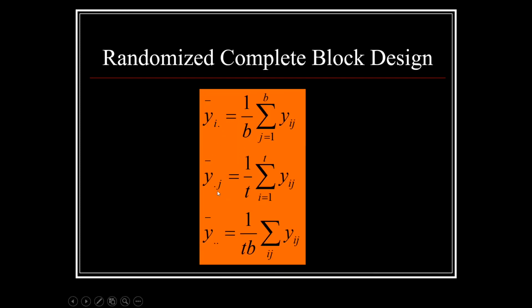Okay, so what does this mean? Well, y bar i dot is simply 1 over the number of blocks times we'll sum across the blocks in this particular treatment. So, in other words, y bar 1 dot is 1 over the number of blocks times the sum of the Yij's in that particular treatment. Y bar dot j is 1 over the number of treatments times the sum of the Yij's in this particular block. And then y bar dot dot is 1 over the number of treatments times the number of blocks times the sum of the Yij's.